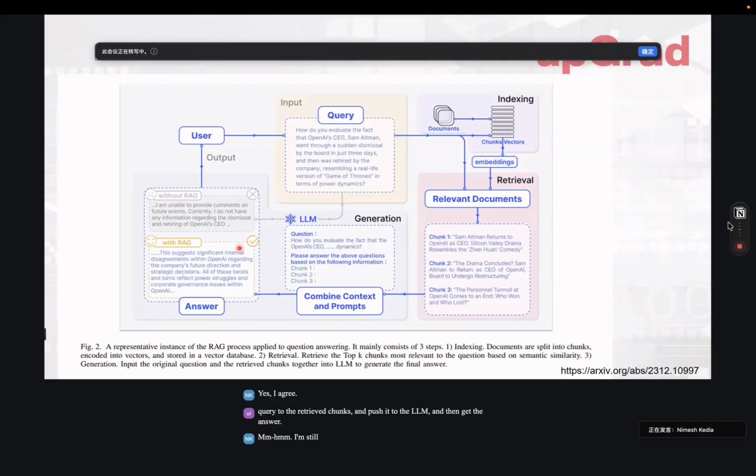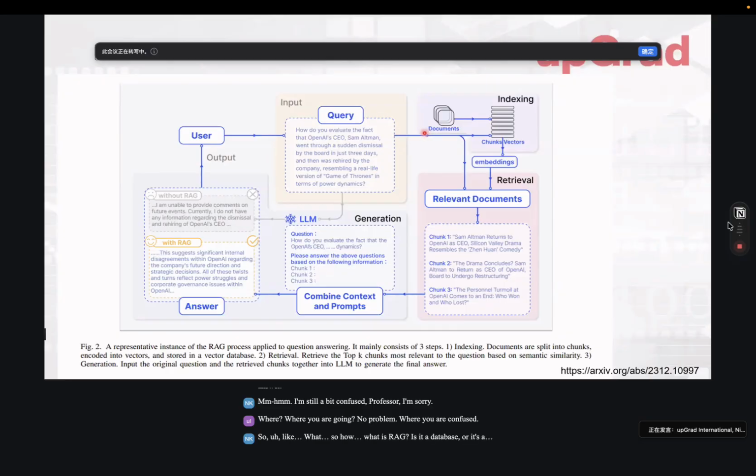I'm still a bit confused, Professor. I'm sorry. No problem. Where are you confused? What is RAG? Is it a database or is it a retrieval model?